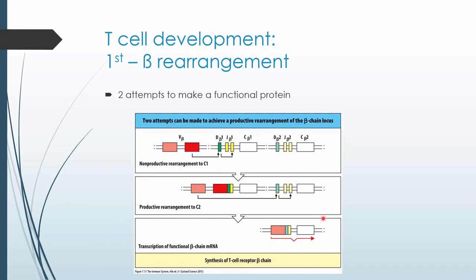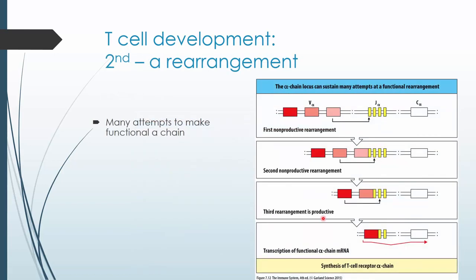So the first step, again, analogous to B cells, is the rearrangement of the beta chain. Beta chain is just like the heavy chain in the antibody. So there are 2 attempts to make a functional beta chain. If the beta chain is made, the T cell will proceed to step 2, where step 2 is alpha chain production. Here, the T cell will attempt to recombine its genes to make a functional alpha protein. If a functional alpha protein is made, the T cell will continue on development.